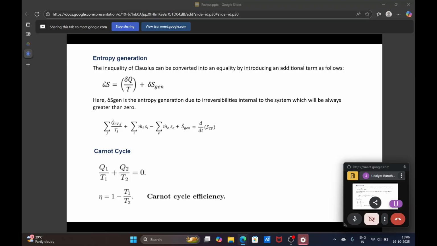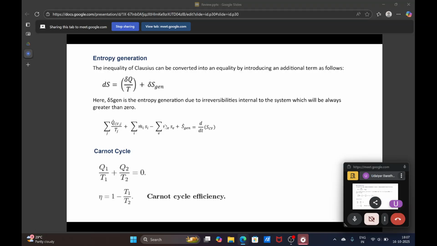And that's what we get, and expanding it to a flow process, we get the summation of Q_c/T, which is the addition of all the heat transfers happening with respect to the source temperatures, plus your inlet stream entropy which is coming in, minus the exit stream entropy, plus the entropy generated, equals the change in entropy of the system with respect to time. So this is your entropy balance.